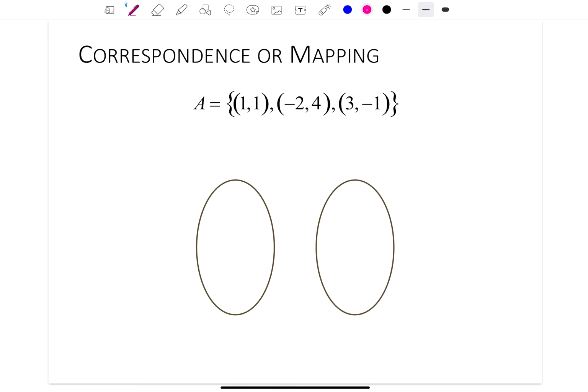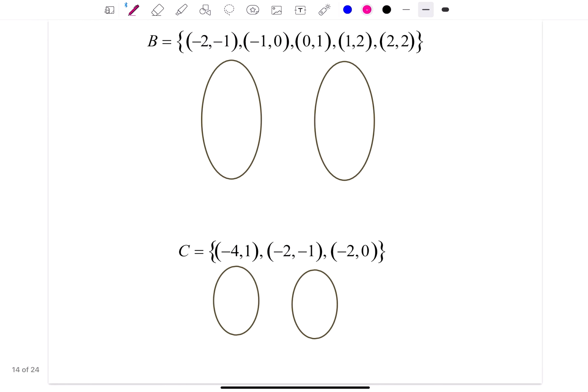Correspondence or mapping. If I have the set A with elements 1, 1, negative 2, 4, 3, negative 1, we can say 1 to 1, negative 2 to 4, and 3 to negative 1. So we can show them as a mapping. Relations and functions can be represented as correspondence or mapping. We can also represent them with negative 2, negative 1, 0, 1, 2 mapped to negative 1, 0, 1, 2. So another example of correspondence.